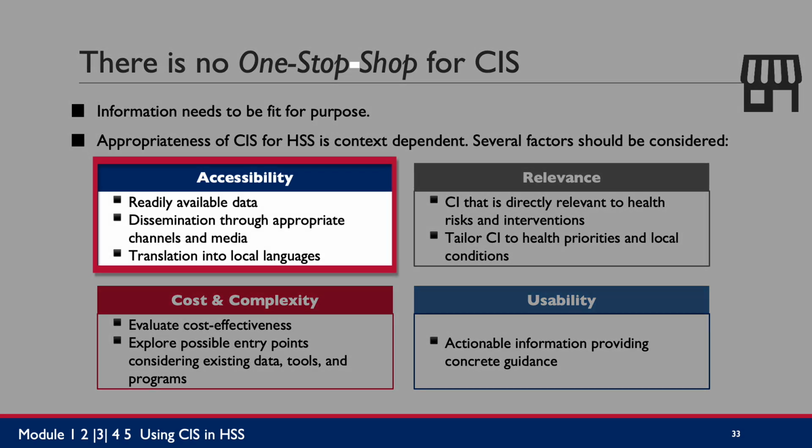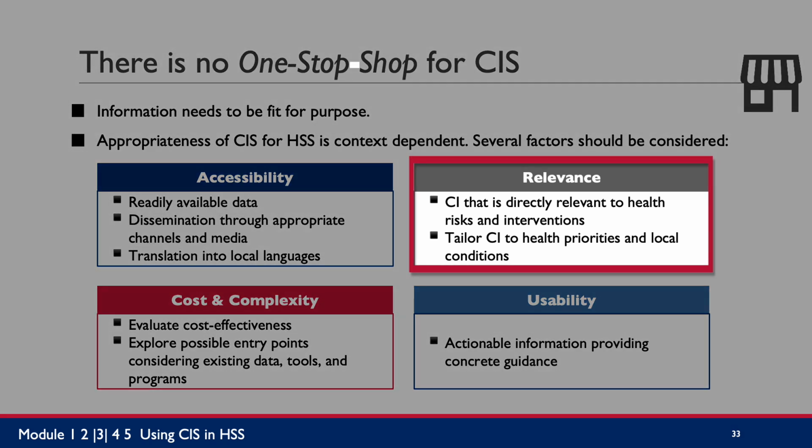Accessibility. Are data readily available? Is the information provided in a format users can understand? Consider language barriers and the best ways to reach health workers, whether through institutional partnerships, local bulletins, community meetings, or technology.